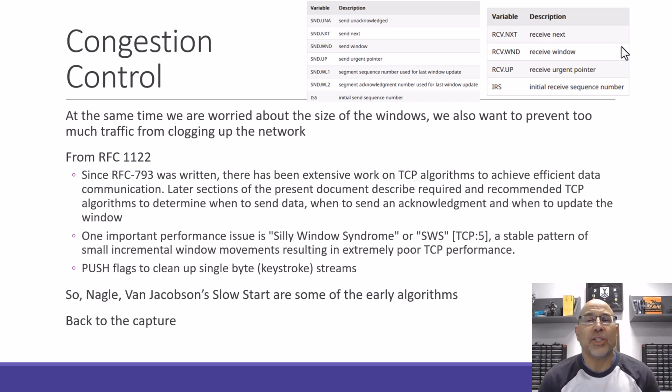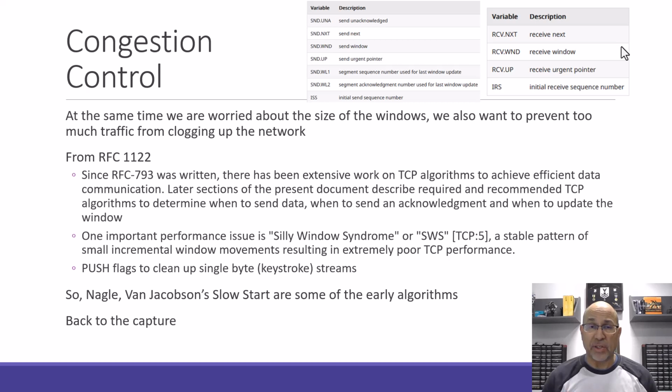Okay. So one important performance issue early on was something called silly window syndrome, which is a stable pattern. But what it does is if you send me something and I acknowledge it right away, I just give you this little tiny acknowledgement and you send me a little burp of data and then you wait. And then I send you another little acknowledgement and then you send me a little burp of data and then you wait. And this results in inactivity and poor performance in TCP. And so that's what we call silly window syndrome.